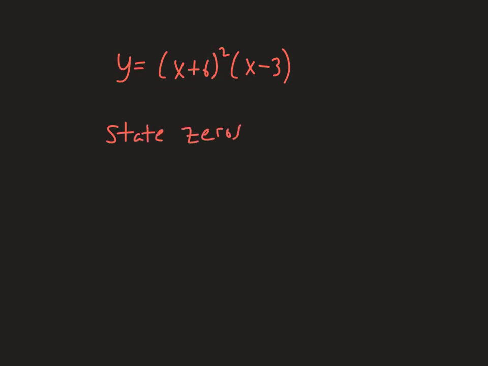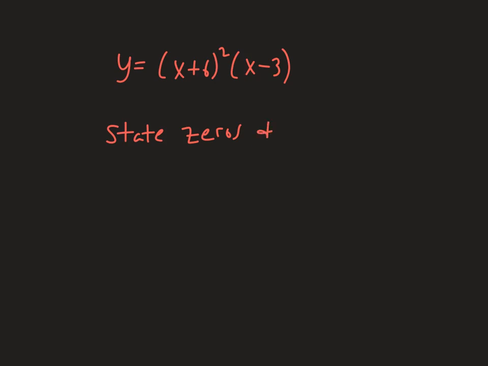Okay, and one last little thing here. There's this idea of, for example, let's say we had a function that looked like this. Okay, so y equals x plus 6 all squared and then x minus 3. And what we want to just do is state the zeros. Okay, so we're not actually going to want to multiply this out. We're going to just state the zeros.